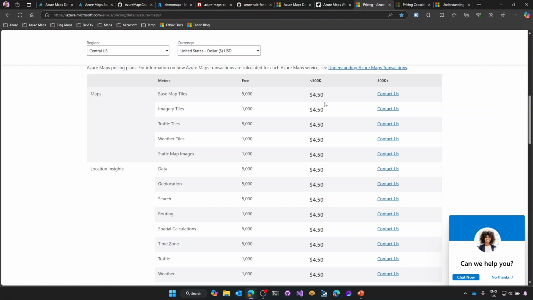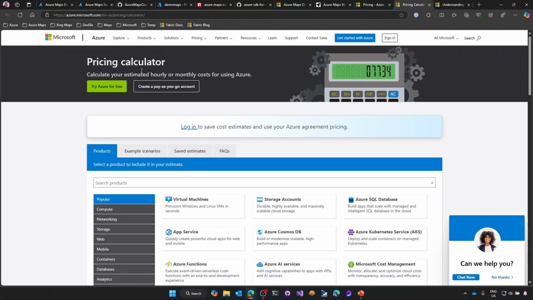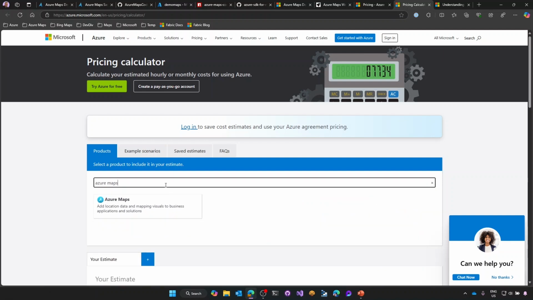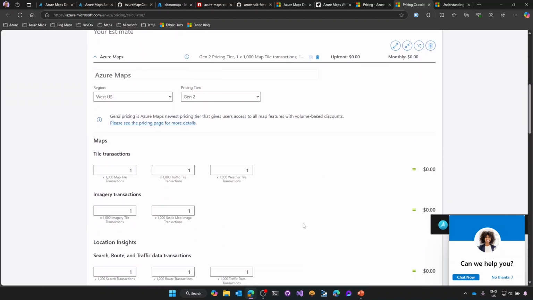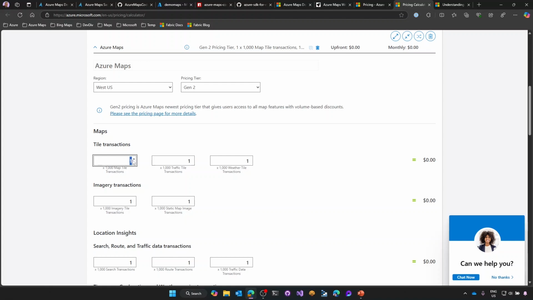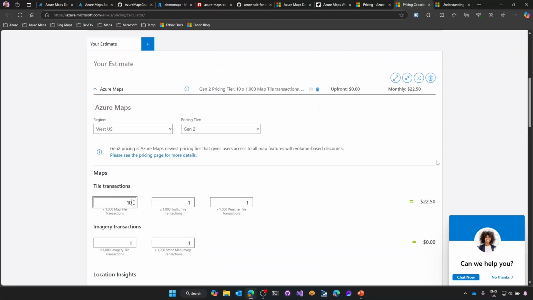And then a lot of customers ask, how can I actually calculate the pricing? Now we have an Azure calculator. In the Azure calculator, you can add Azure Maps to the calculator. So it will be added to the bottom of the calculator. And there you can say, maybe I have 10,000 tiles that I consume on a monthly basis. And then you know the price that we calculate for that. Of course, this is just the list price.